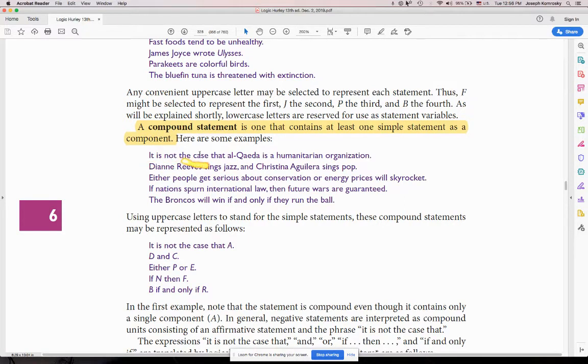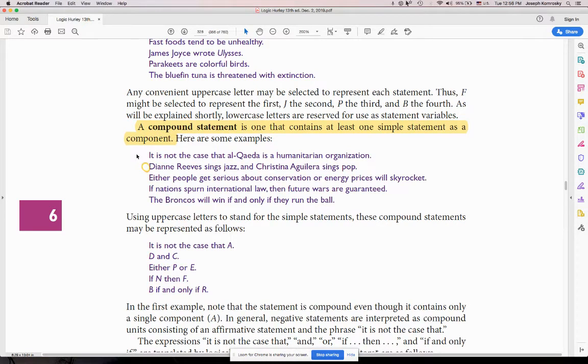So this whole thing could be represented as what letter? What do you want to use? It is not the case that Al-Qaeda is humanitarian. So down here, Hurley represents that whole thing as A. Right? And he says it's not the case that A. Because it says it's not the case that blah, blah, blah. And he uses A for Al-Qaeda.